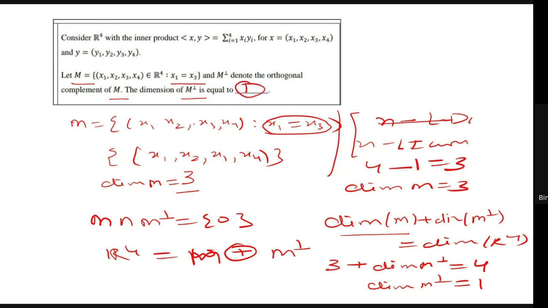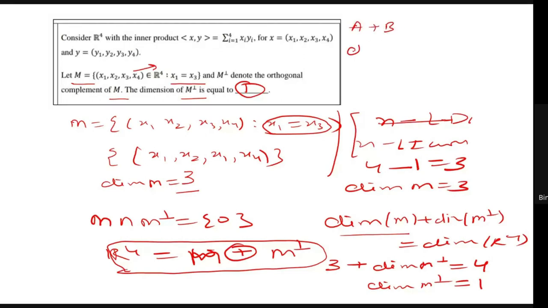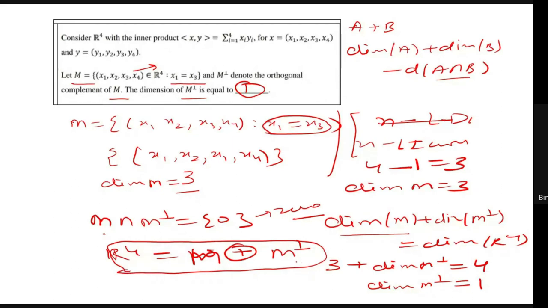So in this question, we first found the dimension of M, and then we applied the concept that R4 can be written as the direct sum of M and M orthogonal complement. Whenever there is a sum A plus B, the dimension of A plus B is given as the dimension of A plus the dimension of B minus the dimension of A intersection B. But here, M intersection M complement is always the zero subspace. So the dimension of R4 equals the dimension of M plus the dimension of M orthogonal complement. By this concept, we can easily find the dimension of M orthogonal complement.